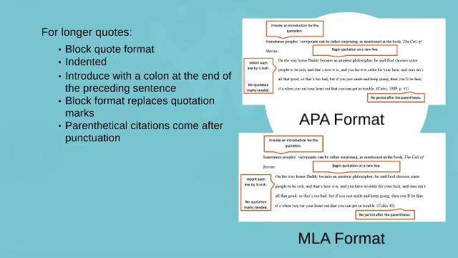I have included some examples of block quotations in two common citation styles, APA and MLA. For APA, a block quote is used when a quote has 40 or more words. In MLA, a block quote is used when a quote is 4 or more lines. Both have basically the same structure. However, the citation at the end, as you may notice, is different.